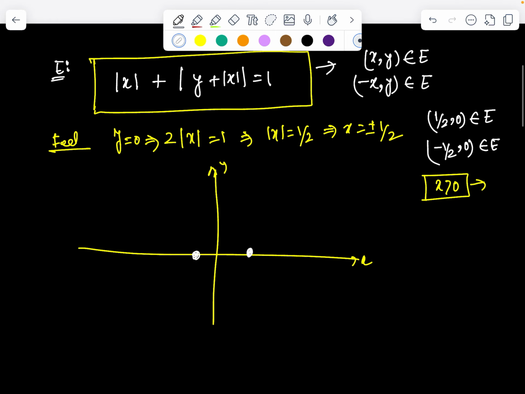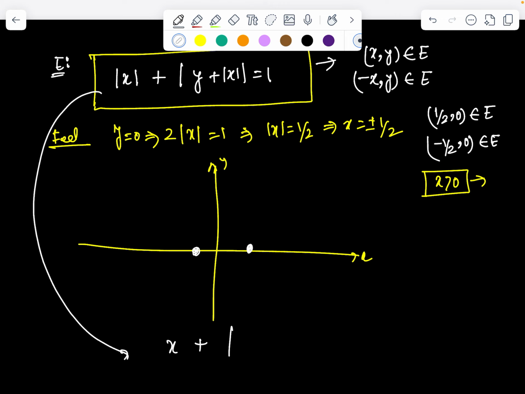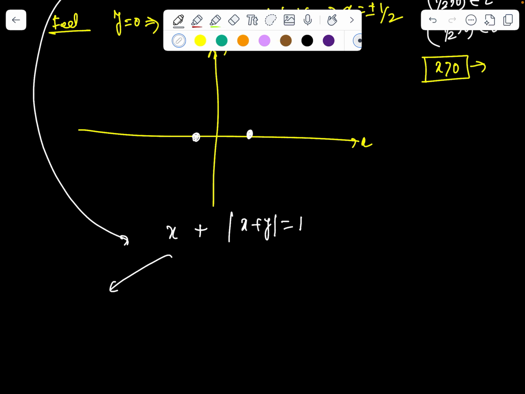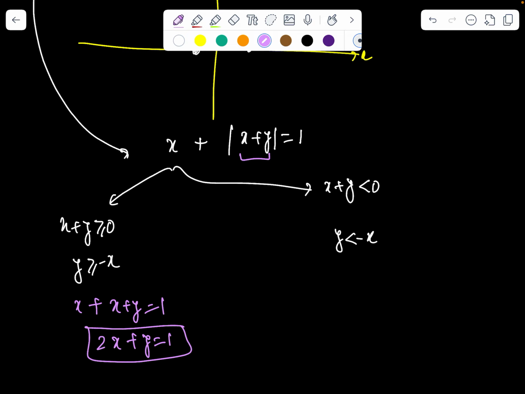Now for x greater than 0, the first bracket will open with x plus mod of x plus y equals 1. Now we have got two cases. So we'll take the case when x plus y is greater than or equal to 0 and x plus y is less than 0, right? So we have the case when y is greater than minus x and y is less than minus x. For x plus y greater than 0, again we can open the mod as follows. This quantity will be non-negative. So x plus y equals 1, which gives a straight line 2x plus y equals 1. But remember, this line is under this condition.